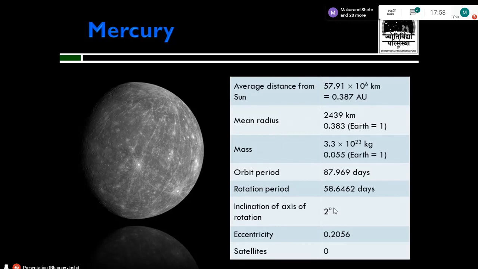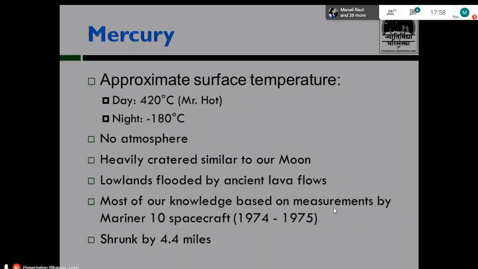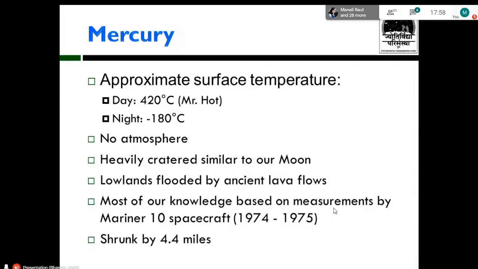Now, regarding the orbital period and rotation period, there is an interesting phenomenon. So let's take a look at that. So yeah, of course, there are certain parameters like the temperature. The day temperature is 420 degrees Celsius. Night temperature is minus 180 degrees Celsius.